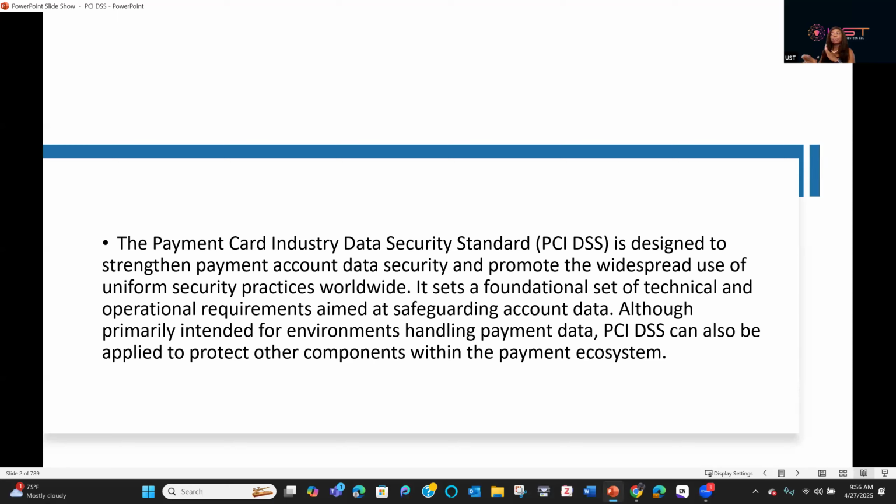And just the fact that they collect or process some form of cardholder data, then we'll start talking about scoping. And that's why they talk about the payment ecosystem. So PCI DSS is making sure that they have the necessary controls to be able to stay in compliance. Okay.